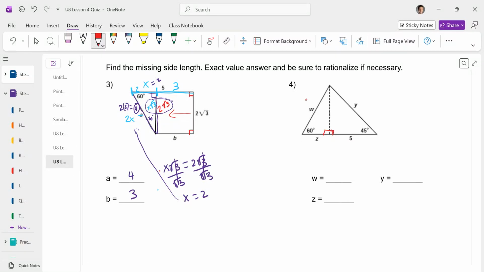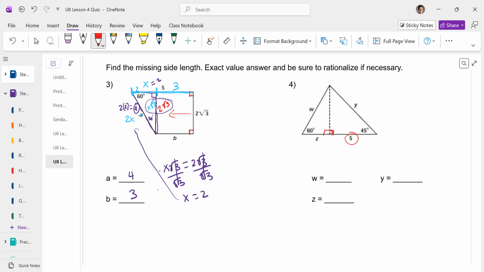Now, the left side, I have two sides I need, right? I need the W, I need the Z. I don't know anything else about side lengths there. I don't know the length of that vertical side. So I'm actually going to start in the triangle where I do know something, and I'm going to try to find Y, and I'm going to try to find the vertical dotted line.